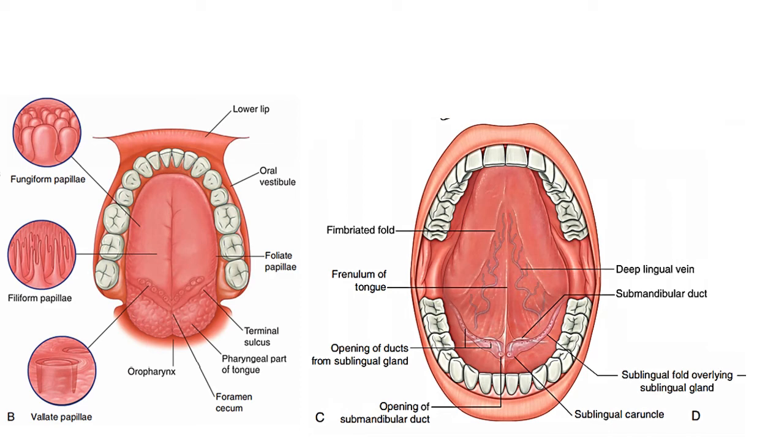Today we will be studying the tongue and palate. In the tongue we will describe the mucous membrane of the tongue, then we will study the muscles of the tongue along with their attachment, nerve supply and actions. Then we will study the palate.